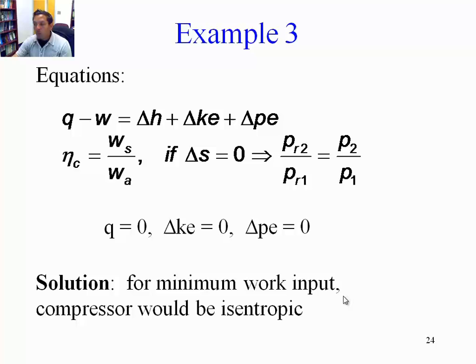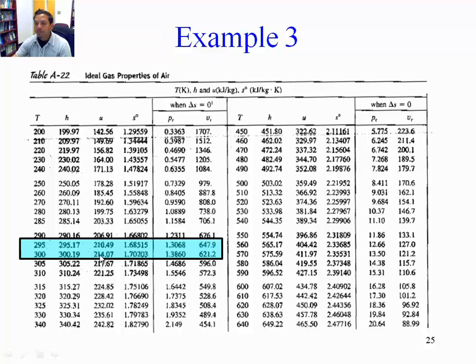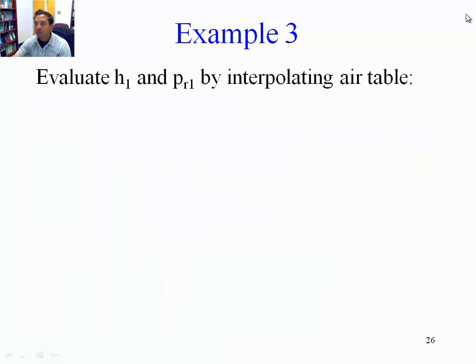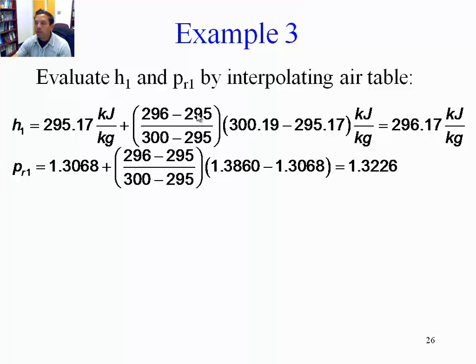Now for the minimum work input, which is part A of the problem, the compressor would be isentropic. At the inlet, we have 296 Kelvin. We can calculate the enthalpy, the energy, S0, PR, and VR. Obviously, the only things we're going to need are enthalpy and PR. So we're going to be interpolating between 295 and 300 because the temperature at the inlet is 296. Interpolating, we find that the enthalpy is 296.17 and PR at the inlet is 1.3226.